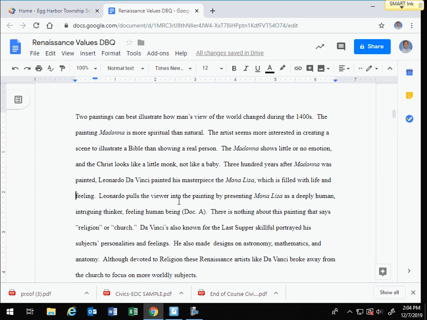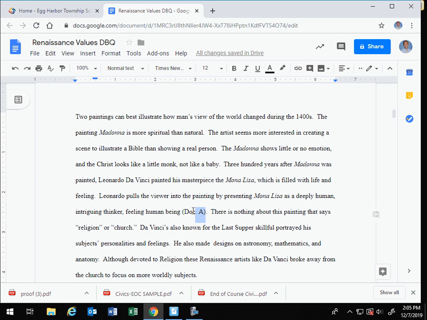Leonardo pulls the viewer into the painting. Notice how this author said the viewer, not Leonardo pulls you into the painting. Remember, your DBQ needs to be written in third-person objective voice. Leonardo pulls the viewer into the painting by presenting Mona Lisa as a deeply human, intriguing, thinking, feeling human being. Okay, that is kind of a clunky sentence and would probably need to be reworked, but I can see what they're trying to do.